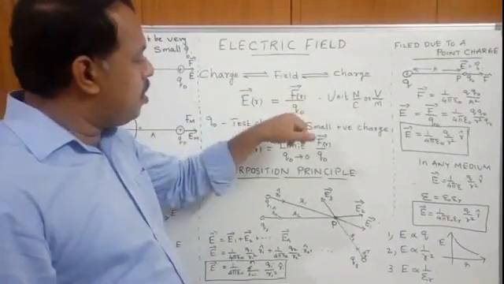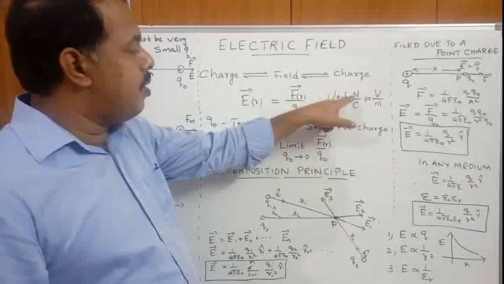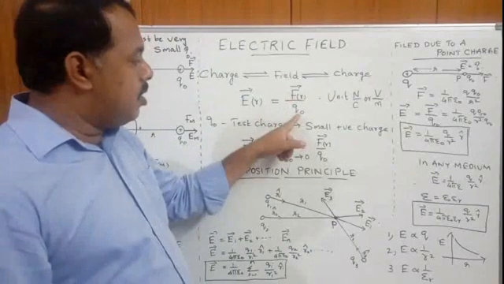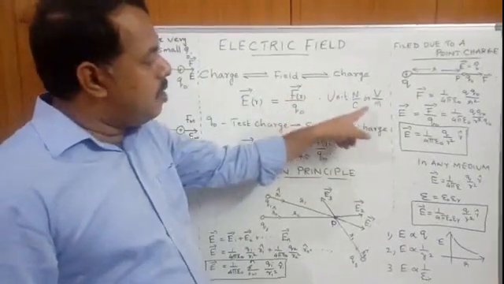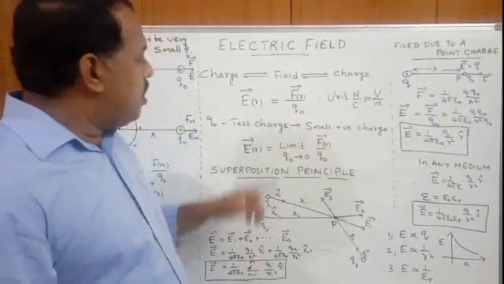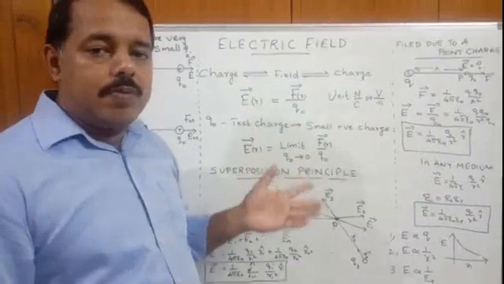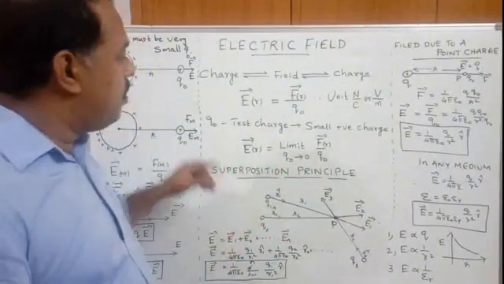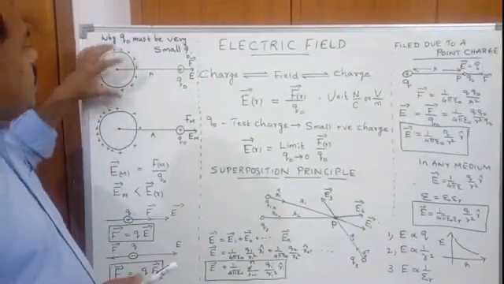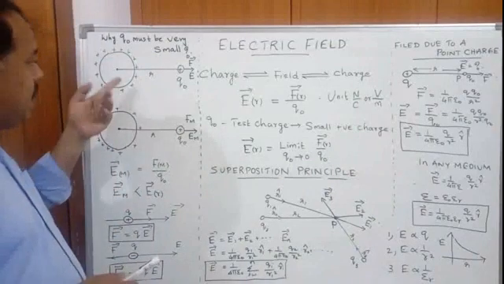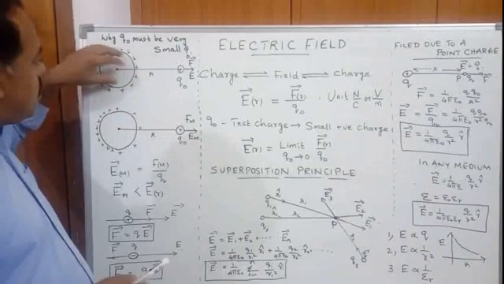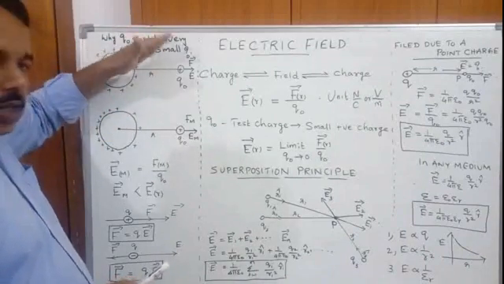Since it is force per unit charge, its unit will be Newton per Coulomb, because force is measured in Newton, charge is measured in Coulomb, and it is also measured in volt per meter, that we can study later. Now, the test charge should be very small. Why the test charge should be very small, I can explain using this particular figure. So actually, I have a charge distribution, maybe a conductor which is charged by positive charges like that. So this charge distribution creates an electric field around it.